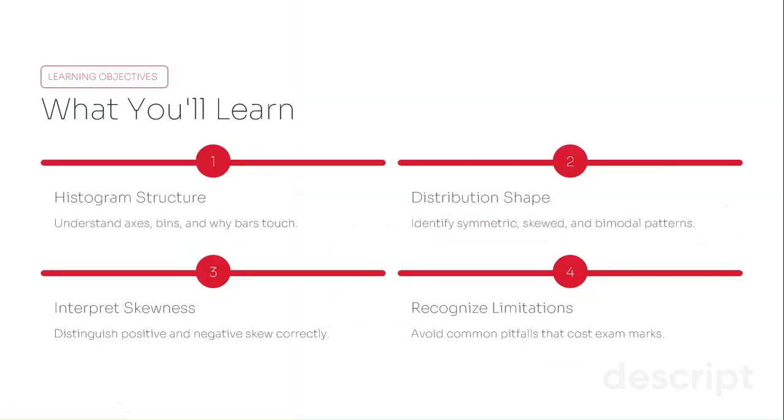There are four main goals. Understand structure, which includes axes and bins, that is class intervals. Next, identify distribution shape. Next, interpret skewness. Fourth, avoid common mistakes. In exams, students lose marks in interpretation and not drawing.